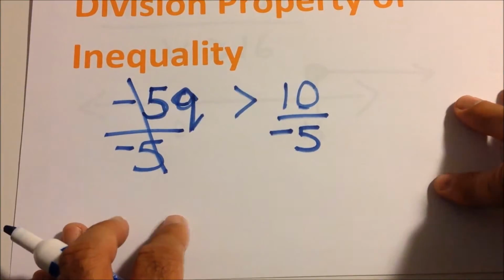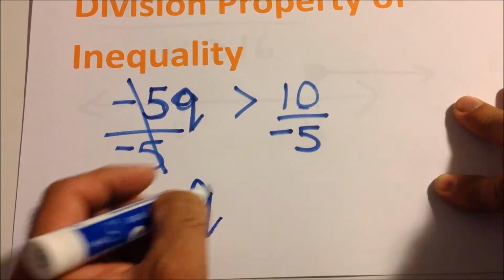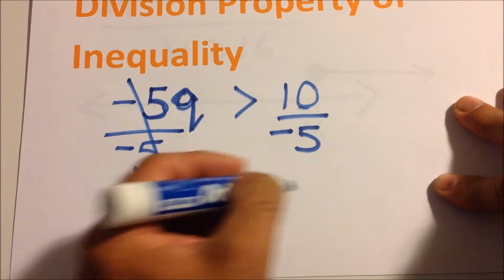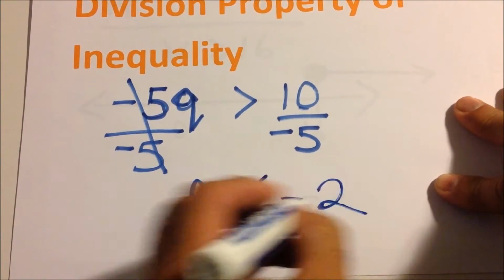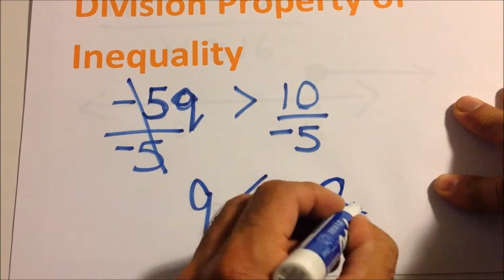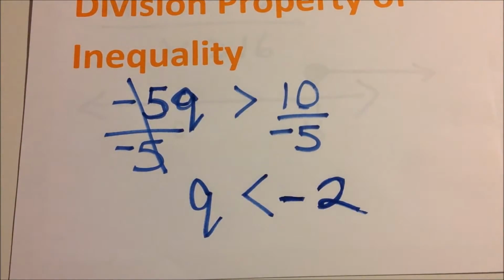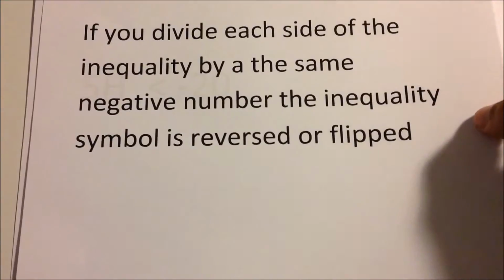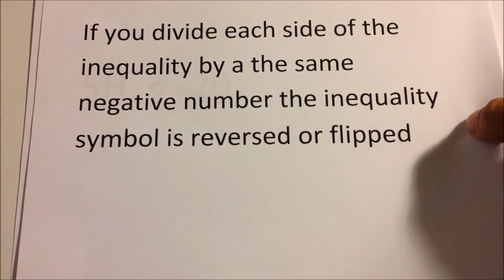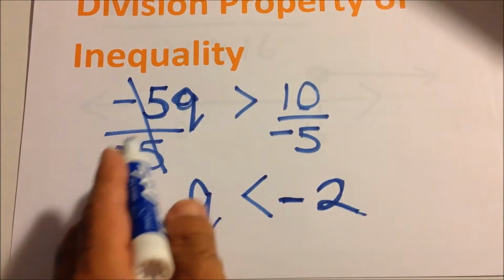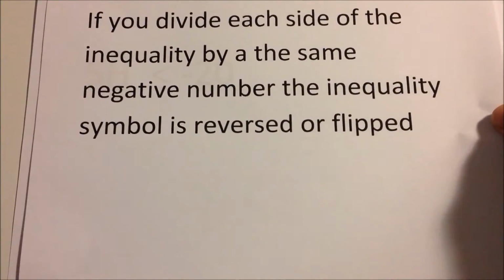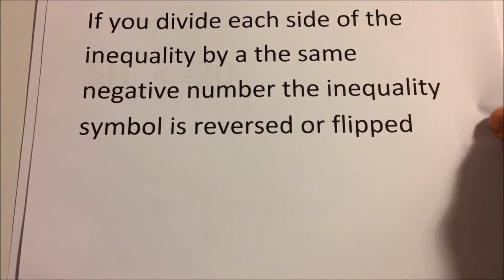So if you do that, if you come across that, then you flip, you reverse the symbol. Instead of being greater now, it's going to be less. And it's going to be less than negative 2. So remember that when we're doing division with negative numbers. So again, if you want to write it down, I'll put it up here. If you divide each side of the inequality by the same negative number, which we did here, the inequality symbol is reversed or flipped. So if you want to pause the tape and write that down, do that.